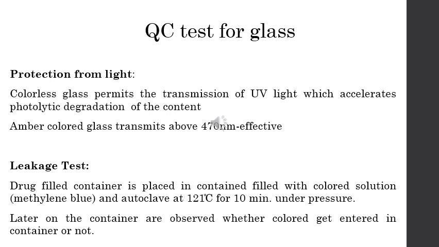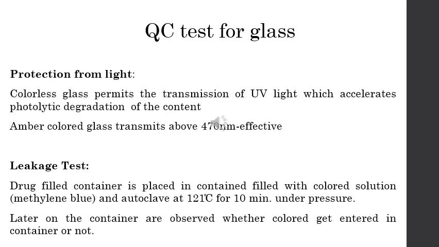Next we come to the QC tests for glass. The first is protection from light. This is important for drugs which need protection against light. Colorless glass permits the transmission of UV light and accelerates the photolytic degradation of the content. Amber colored glass, which contains ferric oxide, transmits above 470 nanometers, which is a very effective way of protecting the contents from photodegradation.